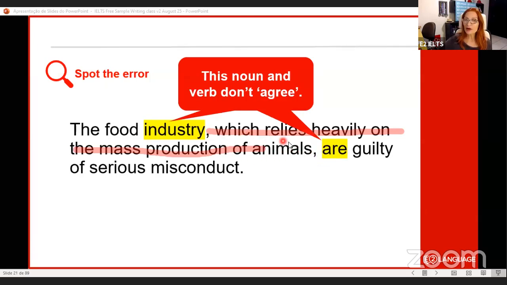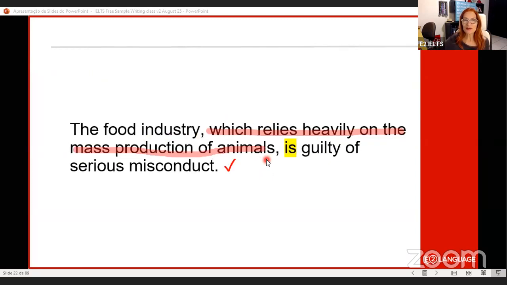Animals is part of your non-defining clause, which comes in between the commas. So the information that is in the comma is restricted to the comma, and outside the commas, the sentence has to continue. If you eliminate the non-defining clause, the verb are does not go well with industry because industry is singular. Okay, so here we go. Moving on now.